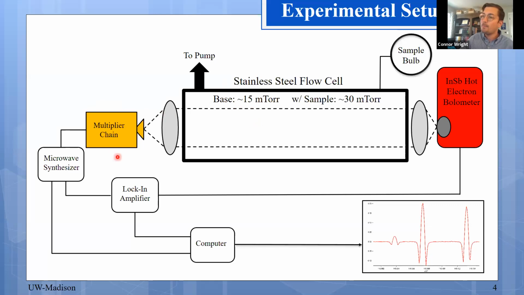We generate our millimeter light with a Virginia Diodes multiplier chain coupled to an Agilent microwave synthesizer. We collimate and focus our light using Teflon lenses, and we detect it using an InSb hot electron bolometer. This signal is fed through a lock-in amplifier, which helps increase our signal to noise and gives us our second derivative line shapes that you can see here. And all of this is recorded, of course, by a computer with an in-house scanning routine.